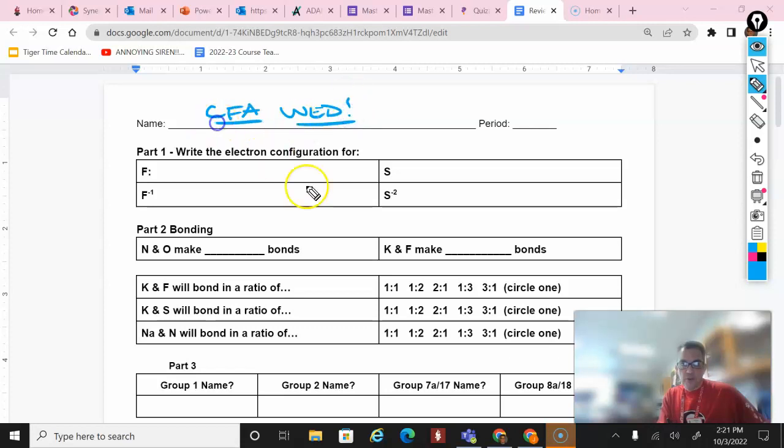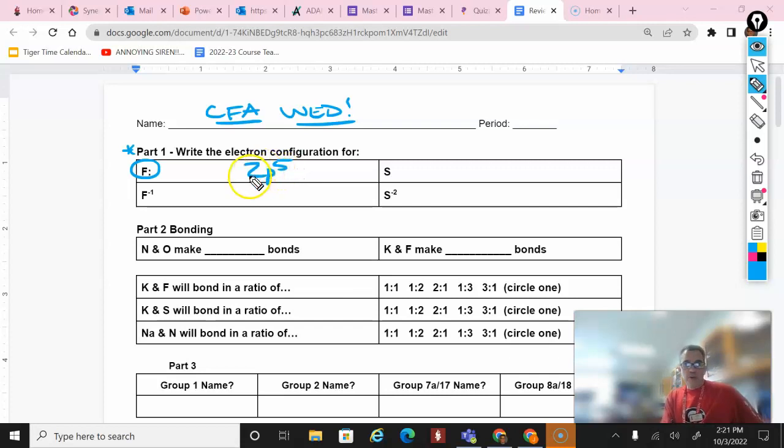So let's review. Number one, let's write electron configurations. I need my periodic table here in front of me to help me out. F is kind of where we're going to be stopping. If we look on the periodic table, F is in the P block, it is in the 2P block, and it is in the fifth column. And so that's its ending.